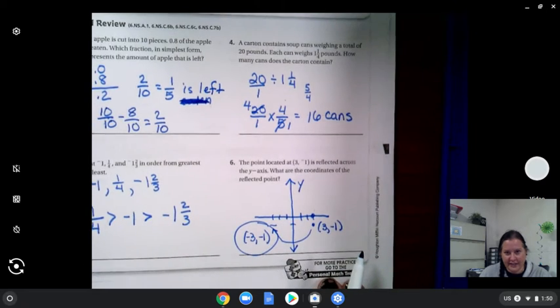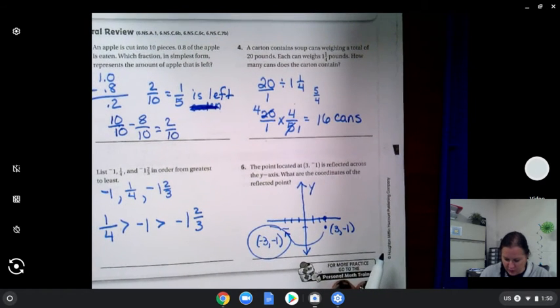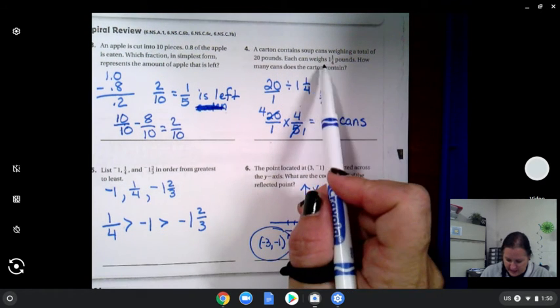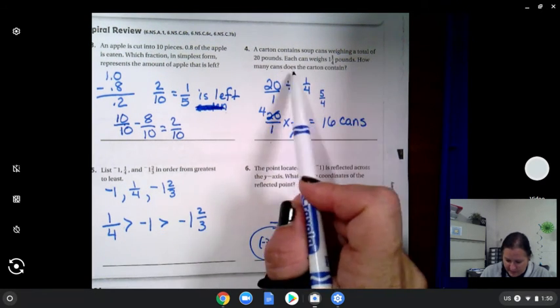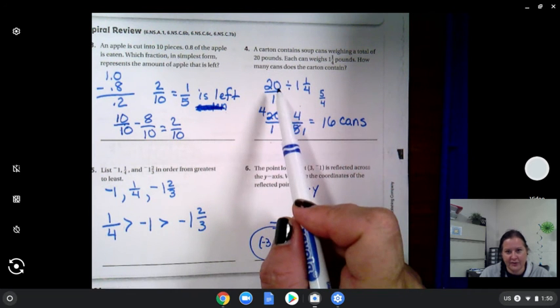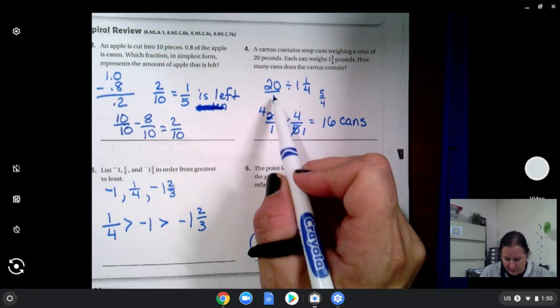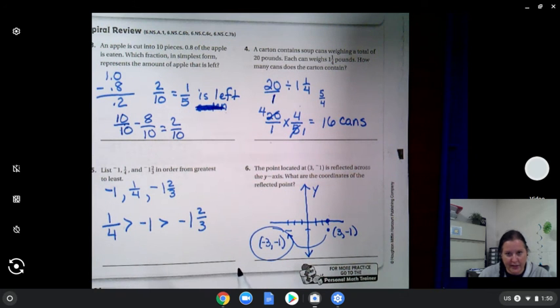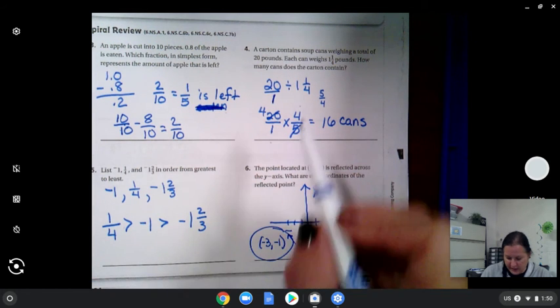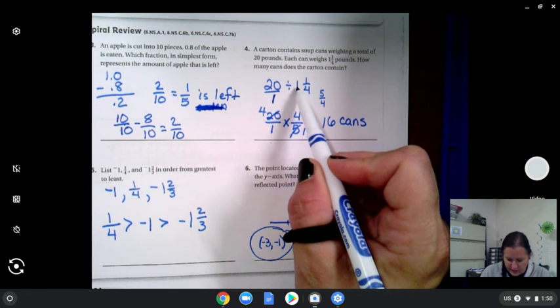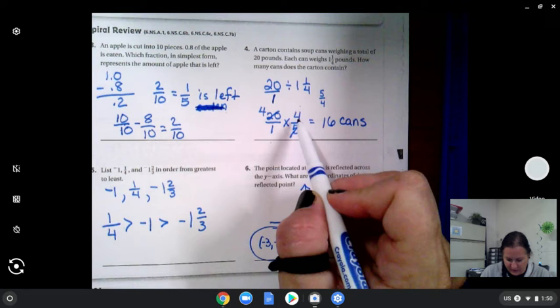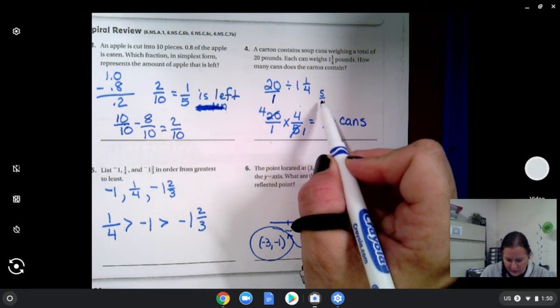All right, a carton contains soup cans weighing a total of 20 pounds. Each weighs 1¼ pound. How many cans does the carton contain? So we'll have 20 whole cans divided by 1 1/4. So we're going to make this into a fraction by putting our 20 over 1. Then we are doing the wheel here. So 4 times 1 is 4, plus 1 is 5. So that gives us 5/4.